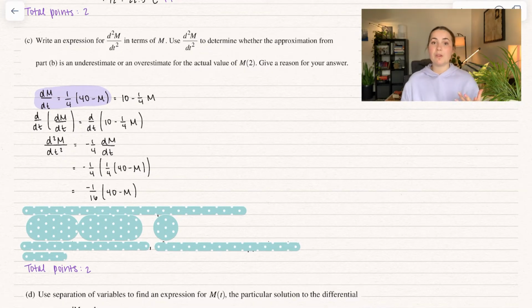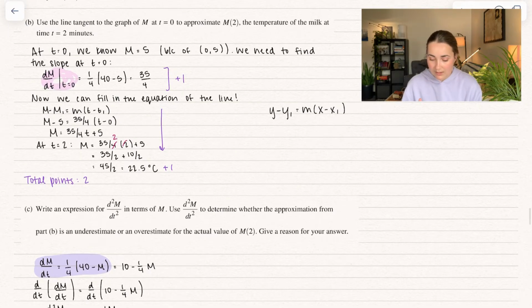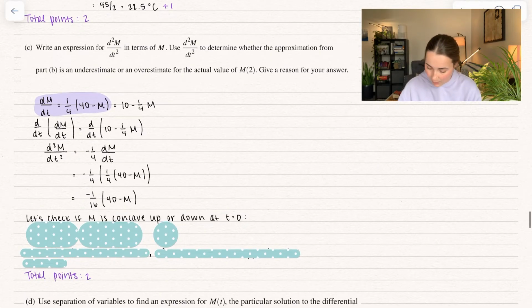Now remember what we're doing. We're seeing if this is an over or underestimation. And what we did was we plugged in t equals 0. So what we want to do is see the concavity at t equals 0, see if it's concave up or down. So let's go ahead and check that out.